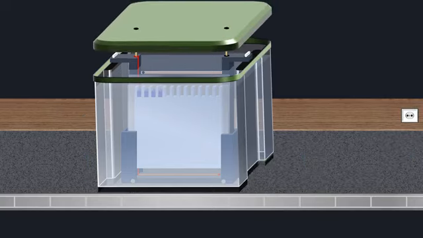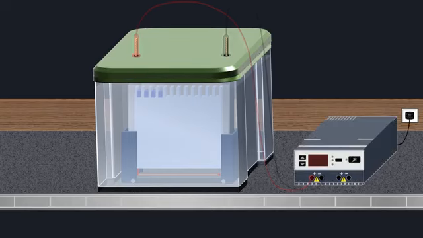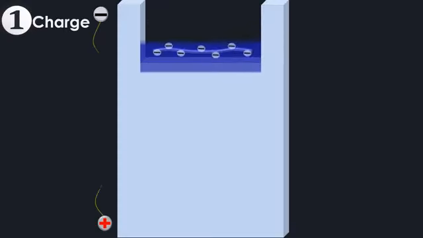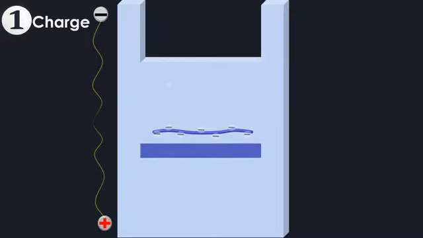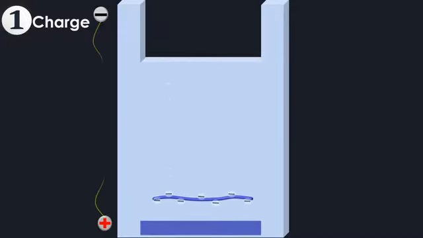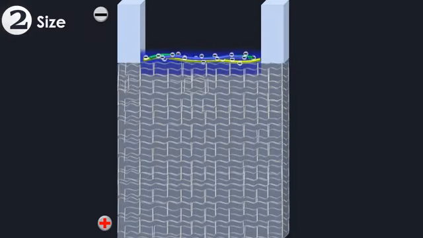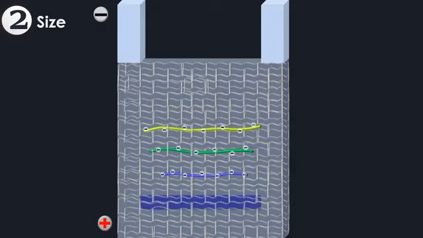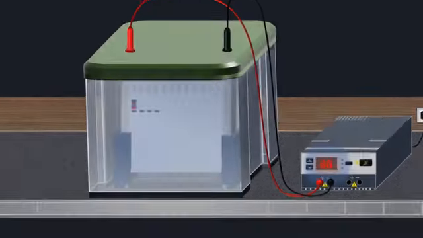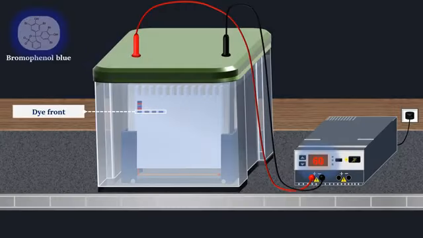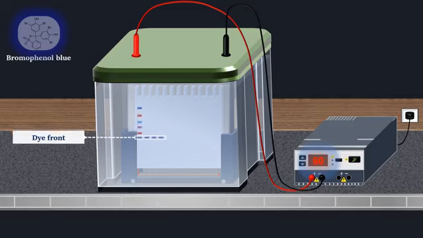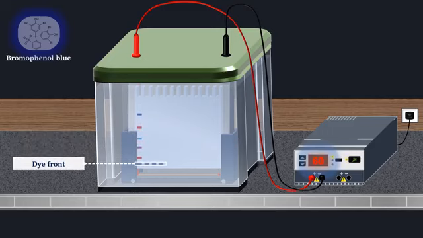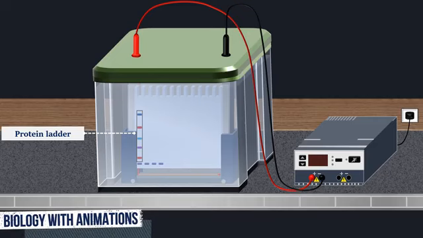After the sample application procedure, an electric field is applied across the gel, causing the negatively charged proteins to migrate across the gel, away from the negative electrode and towards the positive electrode. Also, small proteins migrate relatively easily through the mesh of the gel, while larger proteins are more likely to be retained and thereby migrate more slowly. Due to the relatively small molecule size of bromophenol blue, it migrates faster than proteins. By optical control of the migrating colored band, the electrophoresis can be stopped before the samples have completely migrated through the gel and left it.